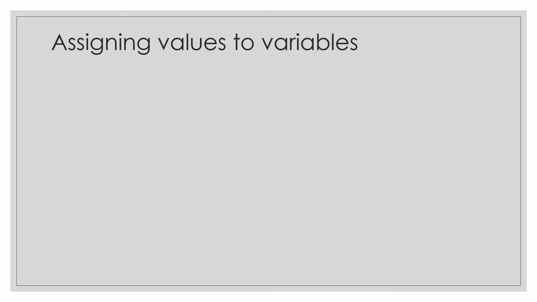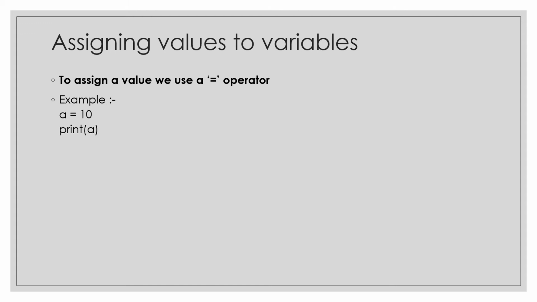Now let us see how we can assign values to the variables. To assign a value to the variable, we use the equal to operator. Let's understand this with an example. Here I have a equals to 10 and I am printing the value of a. The value will be 10.